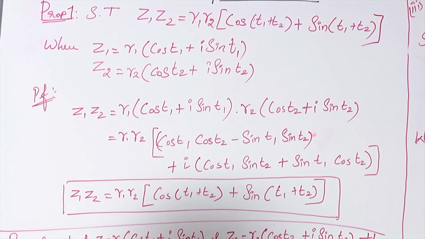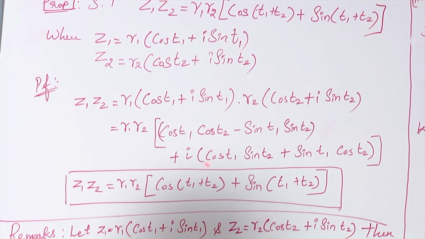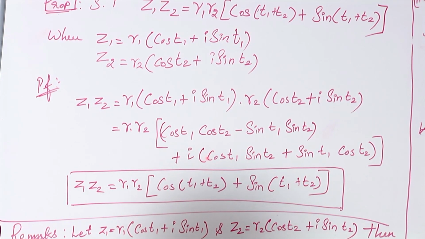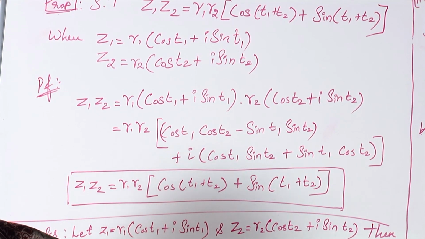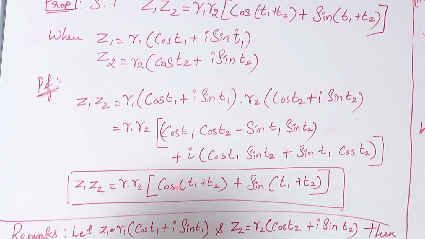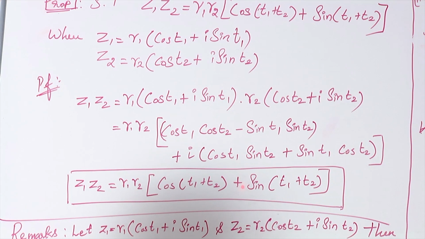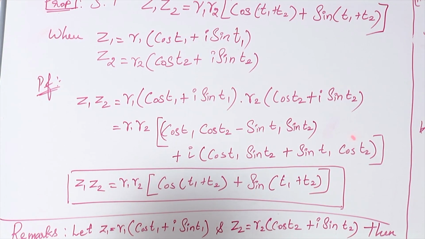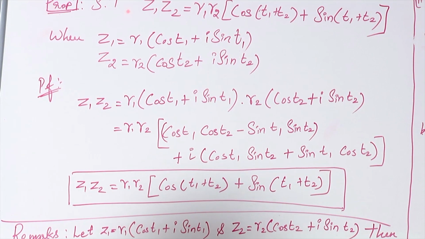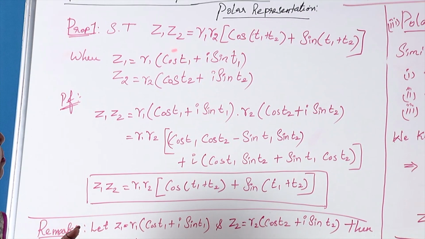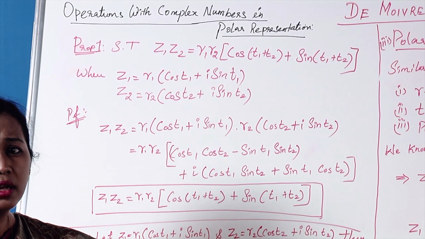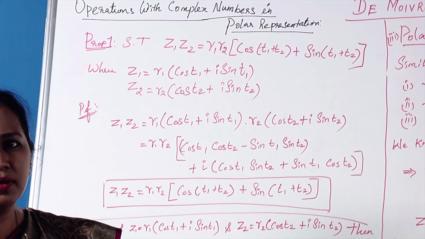So, you group the terms: all the real number terms together and all the imaginary terms together. So, cos T1 cos T2 minus sin T1 sin T2, and under the imaginary part I have cos T1 sin T2 plus sin T1 cos T2. Since we all know trigonometry, this should ring a bell, since this can be simplified and written as cos (T1 plus T2) plus I sin (T1 plus T2). So, it is quite simple to see that this proposition will give you the product of two numbers in polar format.